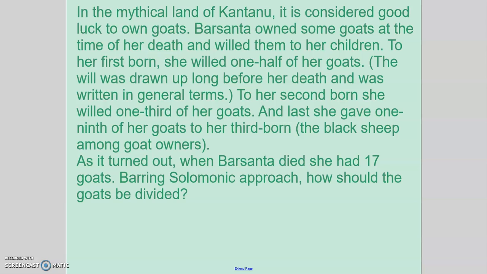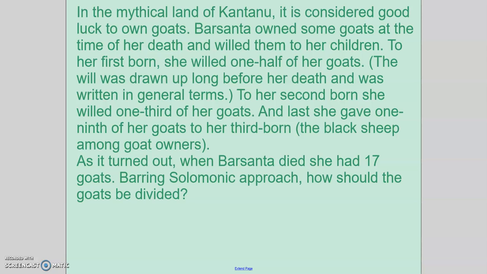In the mythical land of Kantanu, it is considered good luck to own goats. Barsanta owned some goats at the time of her death and willed them to her children. To her firstborn, she willed half of her goats. Now, the will was drawn up long before her death and was written in general terms. That's why there's not a specific number. That's just a fraction. To her secondborn, she willed 1/3 of her goats, and last she gave 1/9 of her goats to her thirdborn, the black sheep among goat owners.